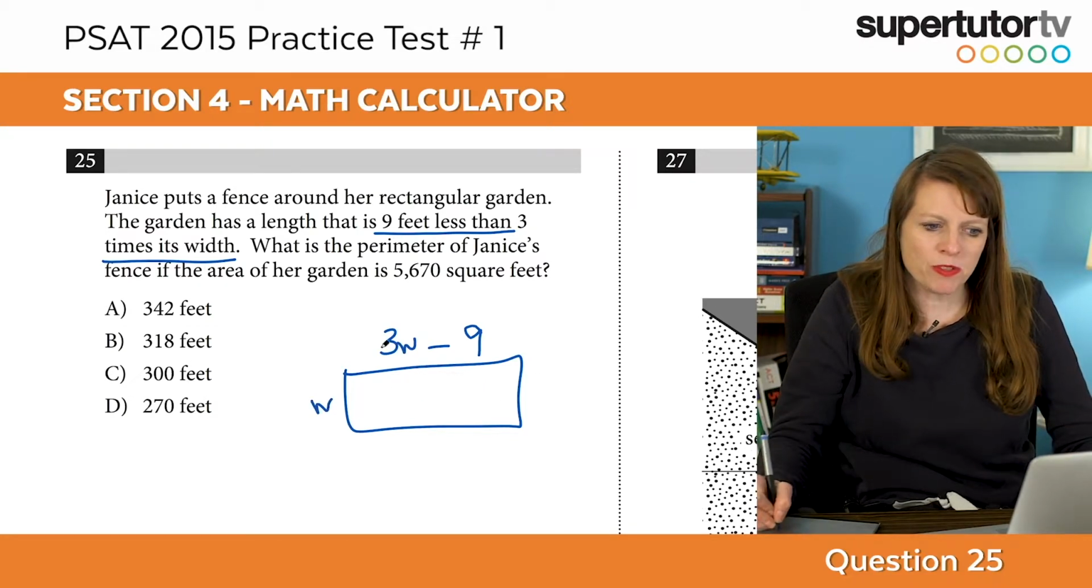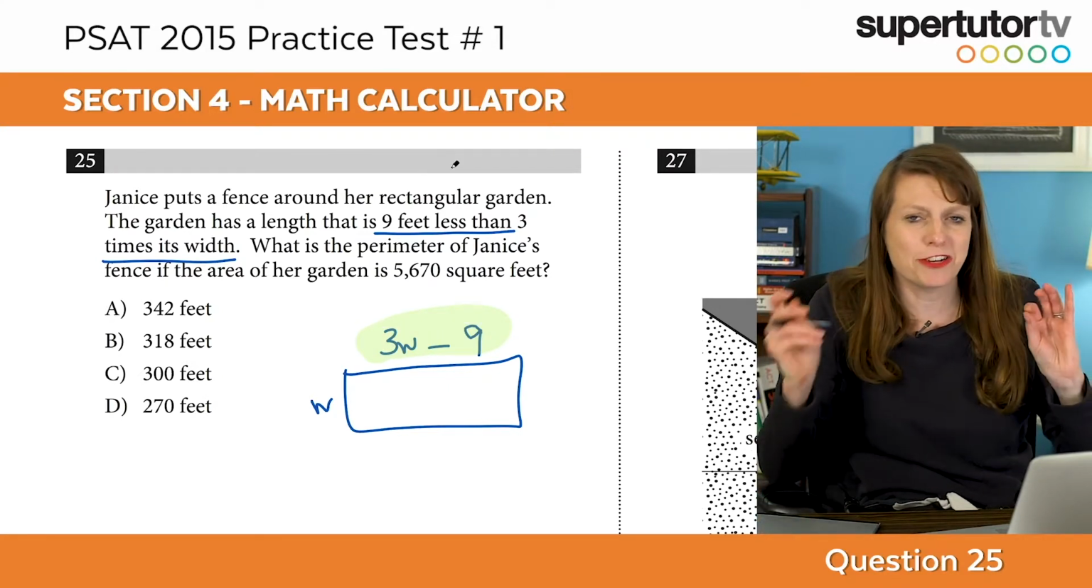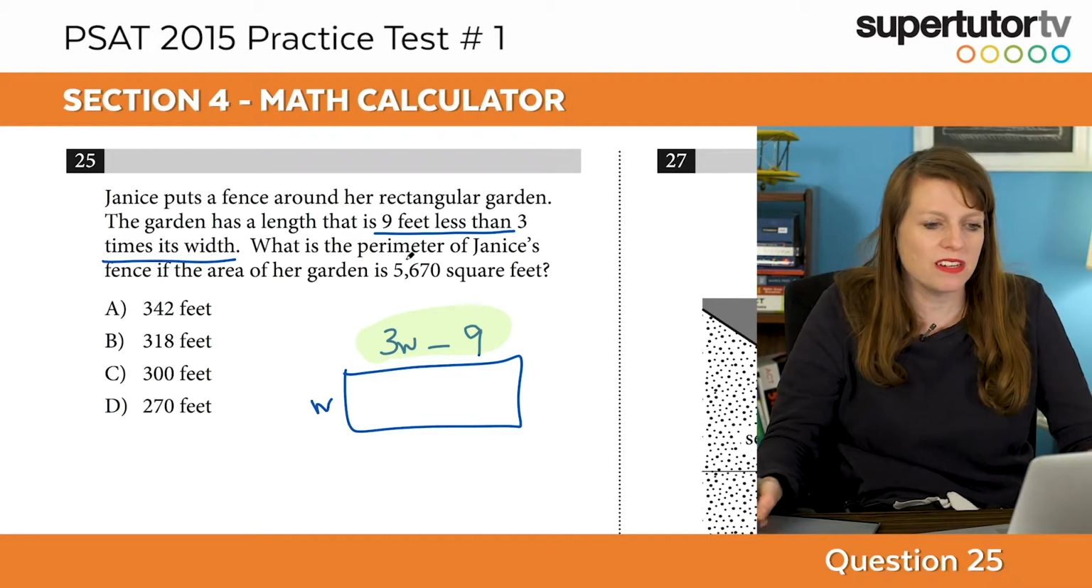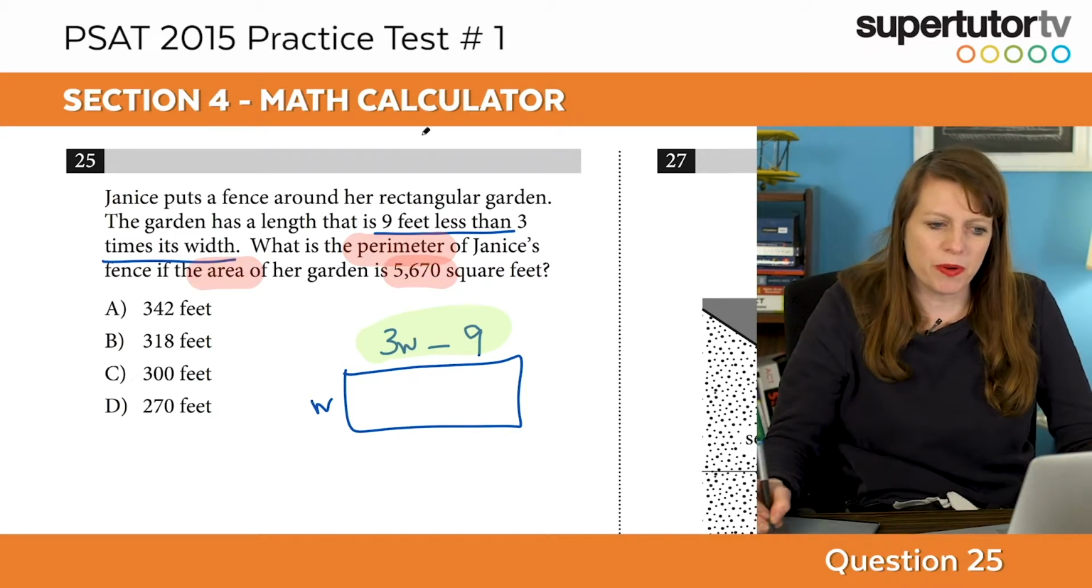That's the first thing that people screw up. They screw this up because they make it 9 minus 3W instead of 3W minus 9, and that totally screws everything up. So that's the first place that I see mistakes. The second place that I see mistakes on this question is right here. What is the perimeter of Janice's fence if the area is this? People mix up the perimeter and area. Remember, perimeter is going to be the sum of all the sides.